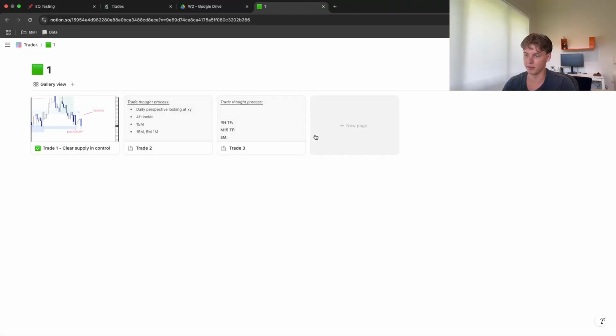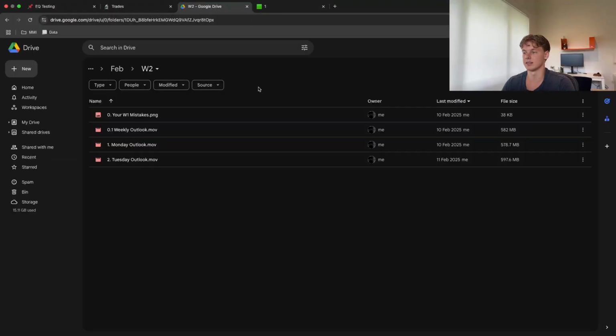So yeah, basically this is how I do it. I need it to be very visual. These rows are going to fill in eventually. I've been doing it for a while now, so I know that this is the best way for me to journal. The next very important thing is I use Google Drive a lot every day, and I record my pre-session analysis, I record my weekly outlook, and I do this all before London session.